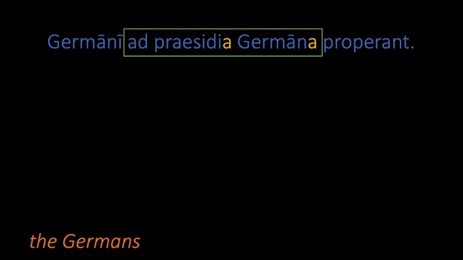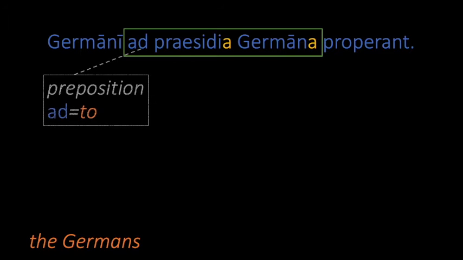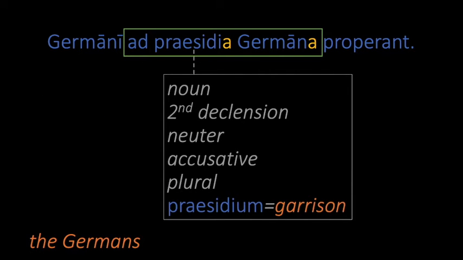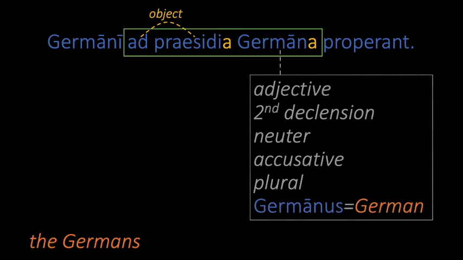Ad praesidia Germana. Ad is the preposition meaning to. Praesidia is a second declension neuter accusative plural. It is the object of ad, which is a preposition that takes the accusative. Germana is an illustration of the adjectival use of the base Germanus. Here it agrees in gender and number with praesidia, so we read it as an attributive adjective. So for the complete phrase, we have to the German garrisons.